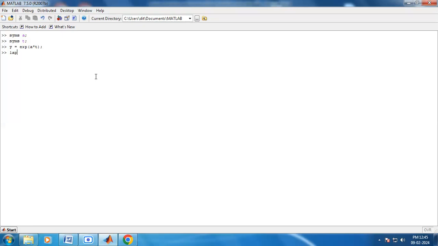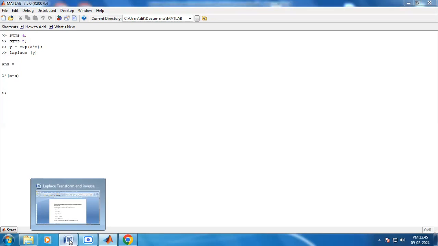Now Laplace of function y. So it will be 1 divided by s minus a. So we are moving to the next.